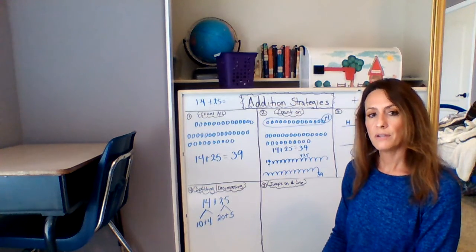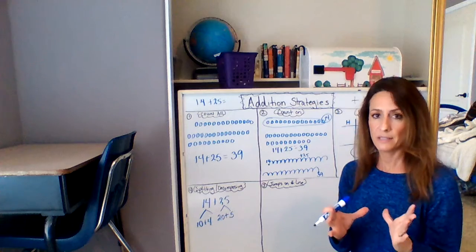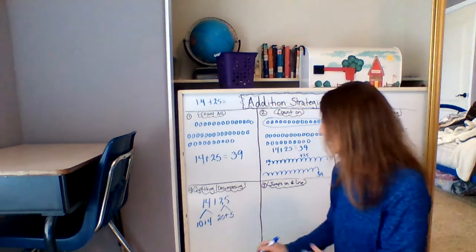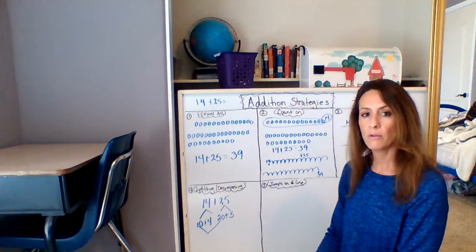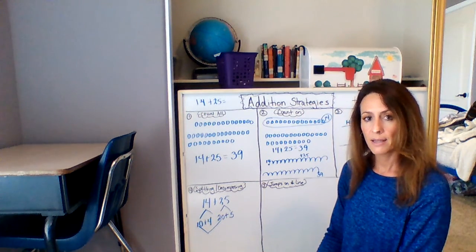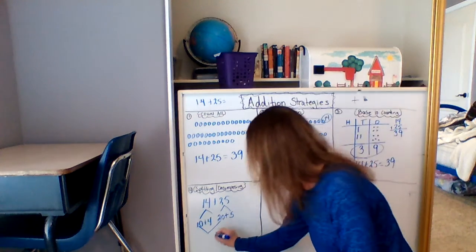Now what we want to do is combine our like place values. Our like place values are our tens. So we're going to go ahead and group up 10 plus 20. 10 plus 20 is 30. Good job.